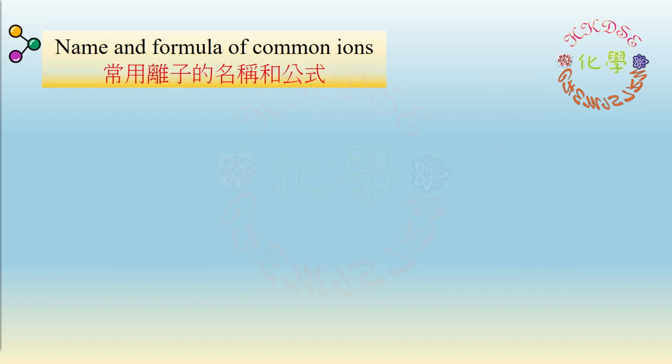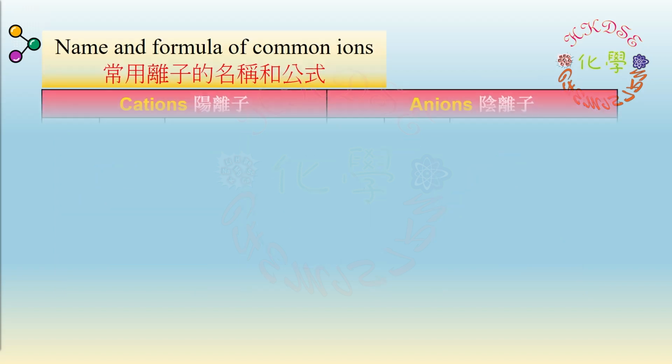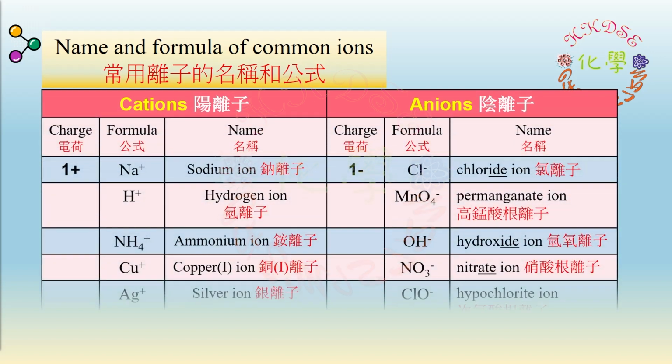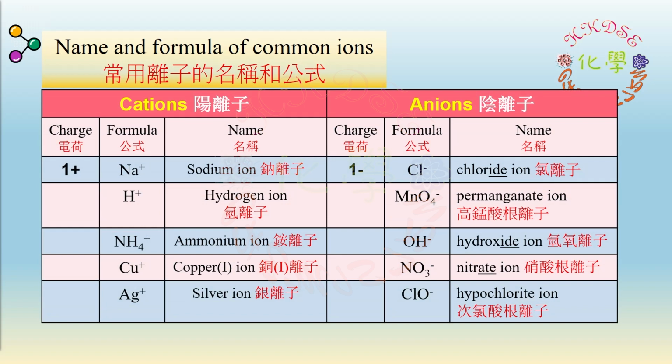Names and formulae of common ions. Tables give the names of some common ions with their formulae. Refer to the tables. You should pay special attention to the following points. 1. All simple metal ions, for example sodium and copper ions, are cations. 2. All simple non-metal ions, except hydrogen ion, and most polyatomic ions, for example hydroxide, are anions. There is only one common polyatomic cation, the ammonium ion.